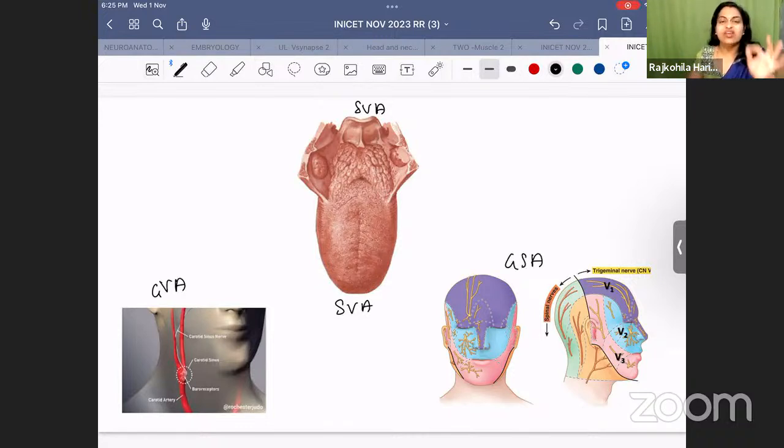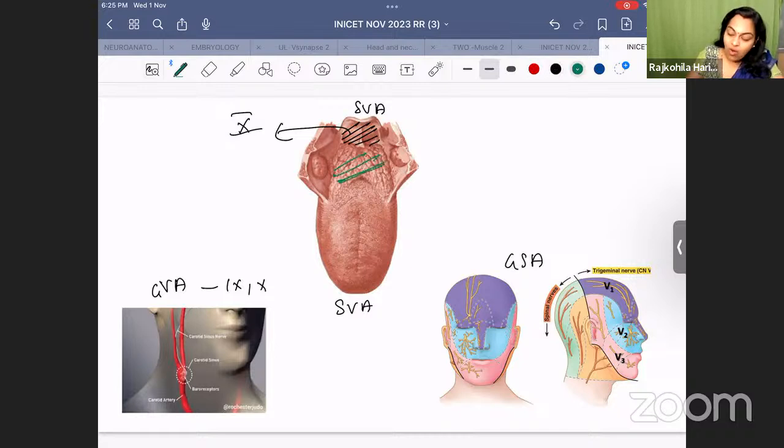General visceral afferent, you can just remember the nerves innervating the carotid body and carotid sinus. What about the special visceral afferent? Taste sensation from the tongue, right? You know that the taste sensation from the posterior most part of the tongue, what is this area called? Vallecula, right? General and taste sensation is by the vagus nerve. And the posterior 1/3 of the tongue along with the circumvallate papillae. General and taste sensation is by the ninth nerve.